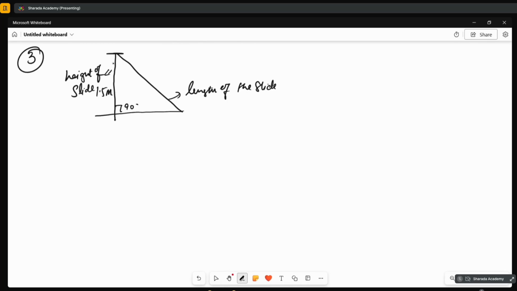Top height of the slide is this. Length of the slide is this. If you draw a triangle like this, it will come to the other side. Then it is 1.5 meters. Same thing. And it is at an angle of 30 degrees to the ground.